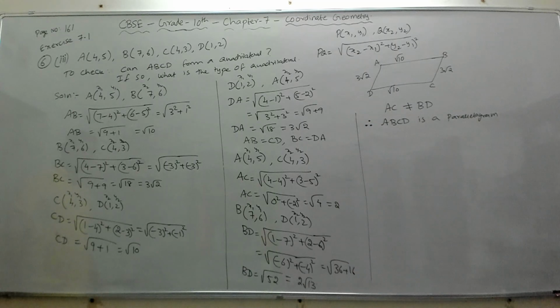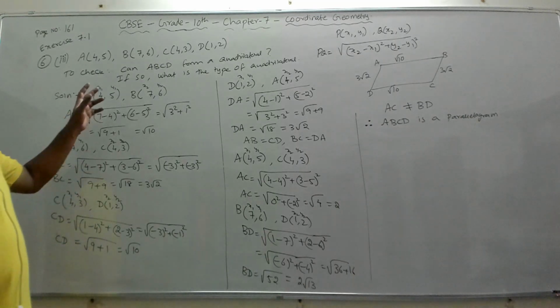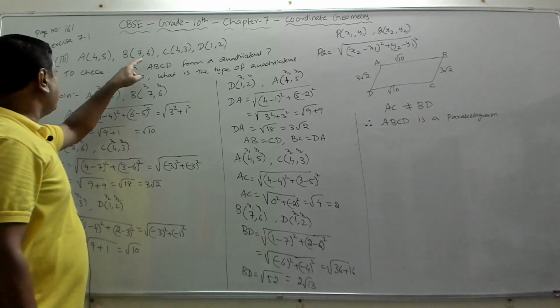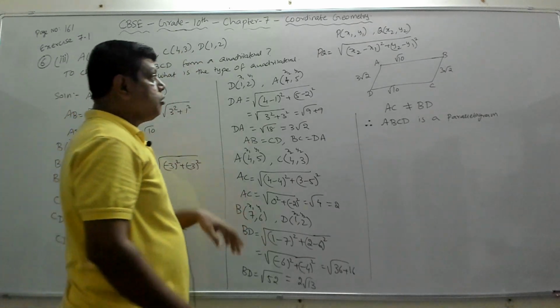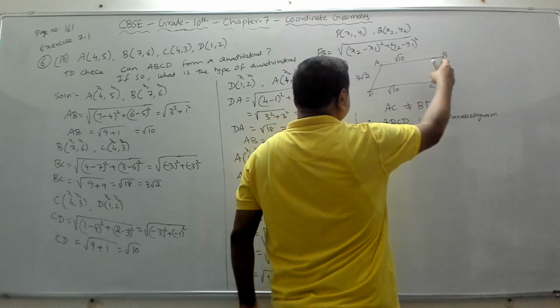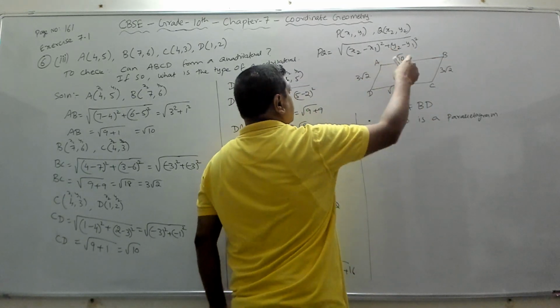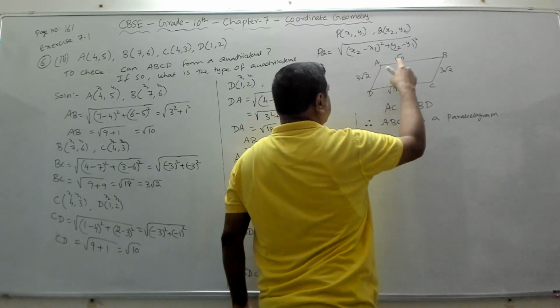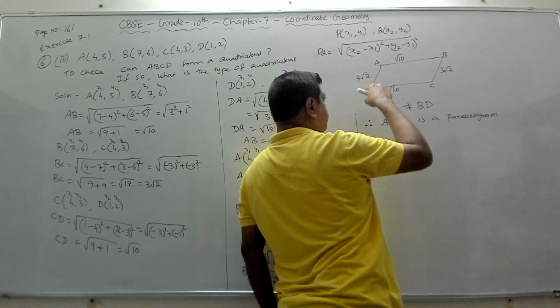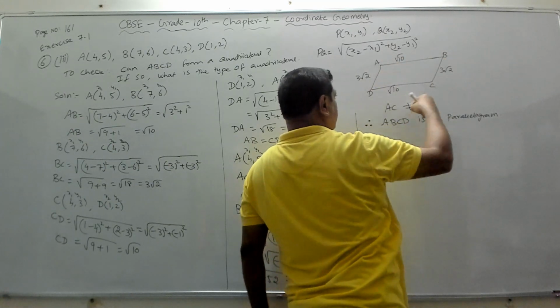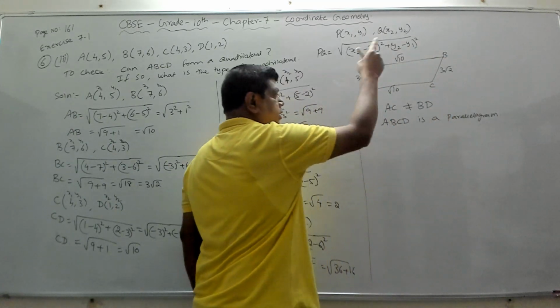So all of you can copy these notes. And again, whatever points are given, you have to take them in the order A, B, C, D. In this order only you should take. And when you mark the points also, it should be A, B, C, D, cyclic. You can write it either in this cyclic order or this cyclic order.